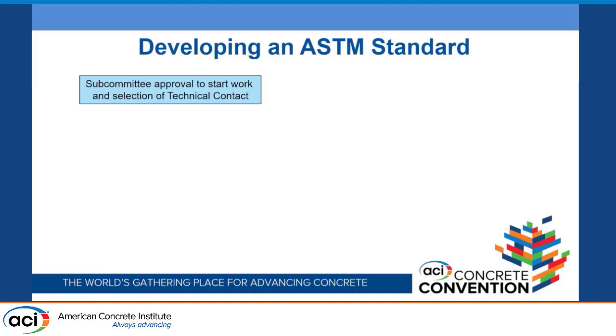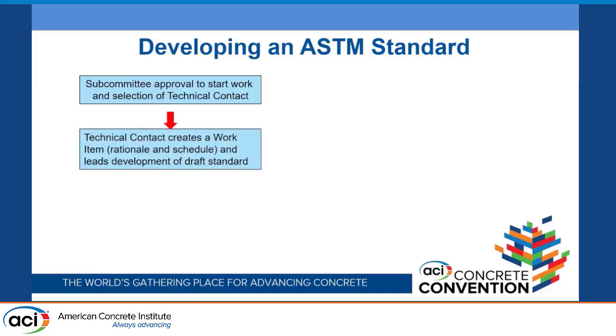So in ASTM, things begin at the subcommittee level. So at a meeting, the subcommittee would agree that we should undertake writing a standard on some subject. And they would appoint a technical contact who would lead the effort. That technical contact would create what ASTM calls a work item, which is a way of keeping track of the process. And in creating that work item, the technical contact would write out a rationale and propose a time schedule for the work to be completed.